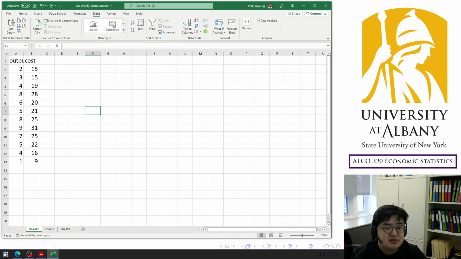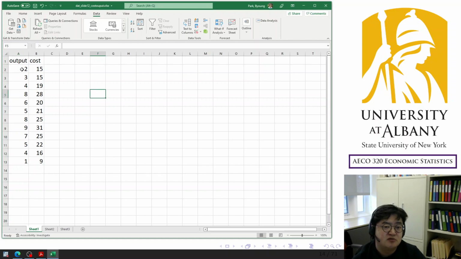Okay, let's go back to Excel. Here, this is the data. I showed you 12 outputs, productions, and 12 costs for each of them, right? They're paired, okay? What's interesting here is, first, it's weird: in January and in February, the production amounts are different, but their total costs are the same. That's because there are random errors.